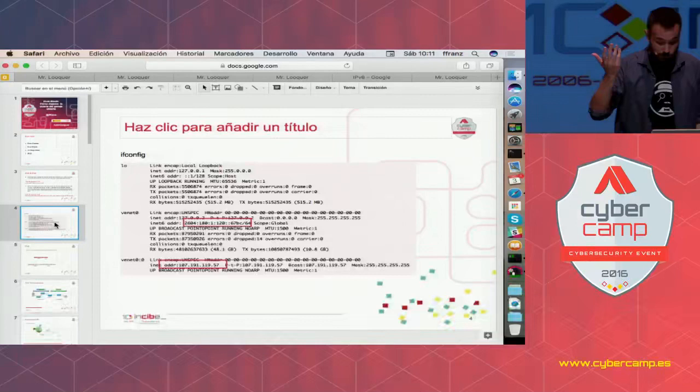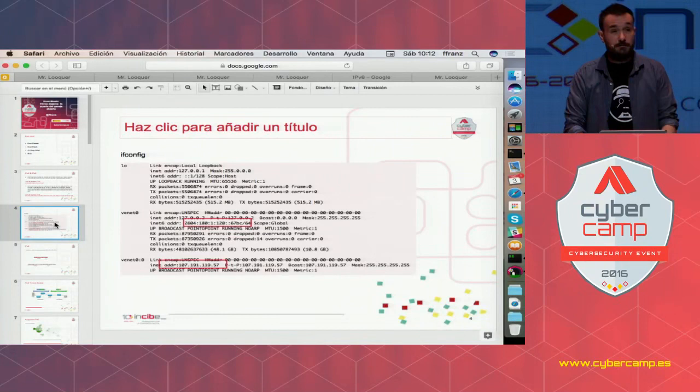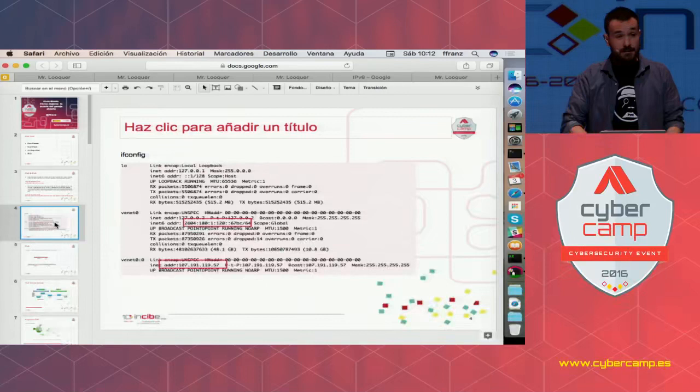So this is an ifconfig. I don't know whether you've seen it or not. This is a machine that I have connected to the internet. And there are two IPs. It has a dual stack. It has the protocols IPv4 and IPv6. You can reach, you can consume the services of that server by using either of the two protocols.